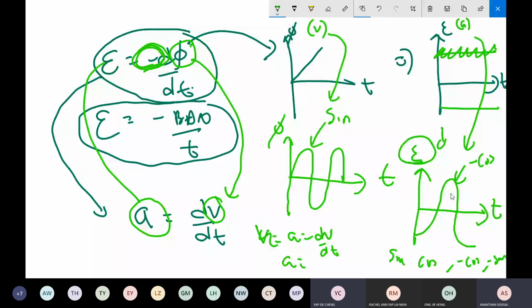Okay, so you got the idea. So they give a flux graph, you must know how to draw the EMF. Just imagine the flux as your velocity, draw the acceleration graph, reflect it at the x-axis, that's your EMF graph. Okay? Okay, let me give you more.